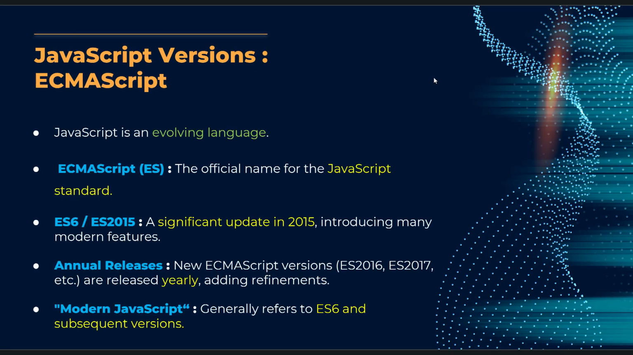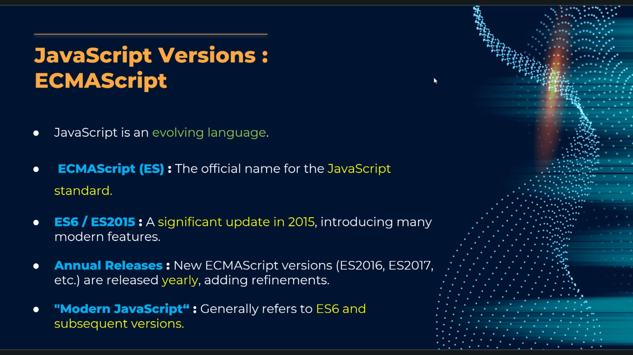Alright, one last thing before we wrap up this introduction. Let's briefly touch upon JavaScript versions or releases. JavaScript is a living language. It evolves. The official name for the JavaScript standard is ECMAScript, often shortened to ES. In 2015, there was a very significant update to the language, officially called ES 2015, but many people still refer to it as ES6 because it was the version after ES5.